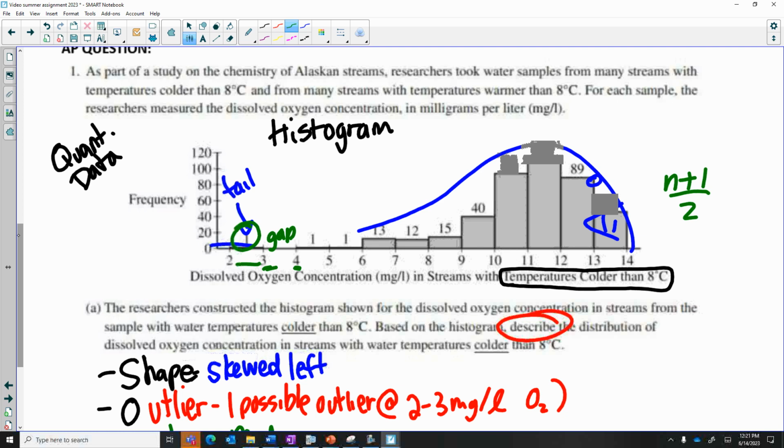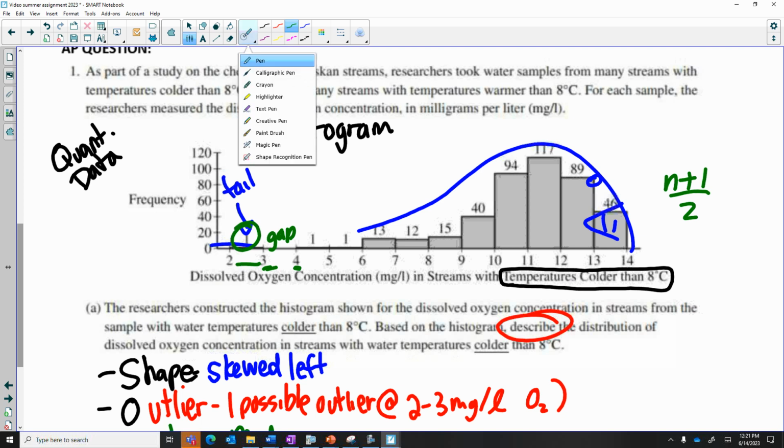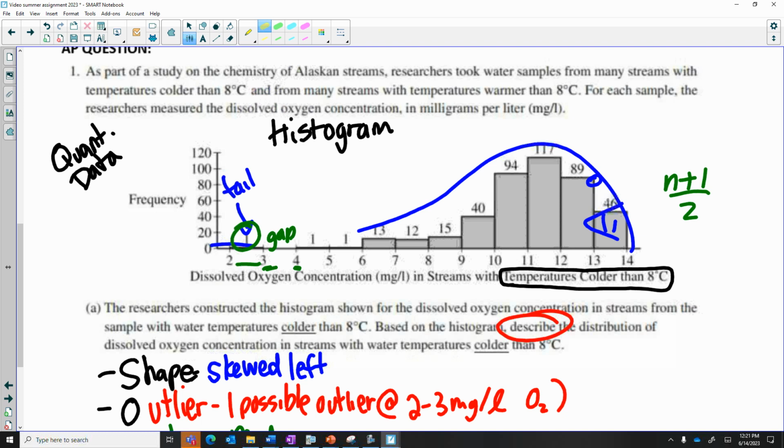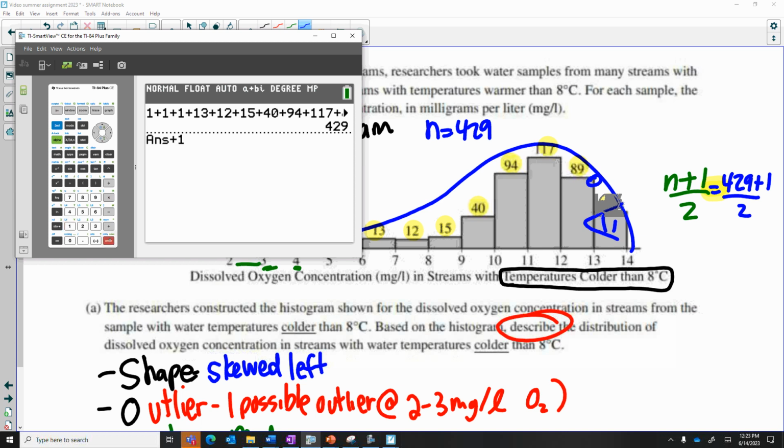So the first thing that we have to do is total up all the streams and then find the number in the middle. To total the number of streams, you have to total all the frequencies. So in your calculator, you're going to add 1 plus 1 plus 1 plus 13 plus 12, 15. Add all these numbers up and then come back to me with your answer. Okay, so I got 429 for n. So I'm going to do n plus 1 over 2 now. 429 plus 1 over 2. Okay, that's going to be the location of my median. So I got 430 over 2 is 215.